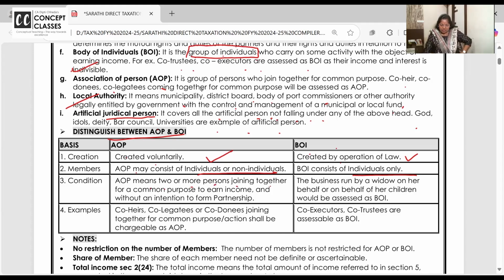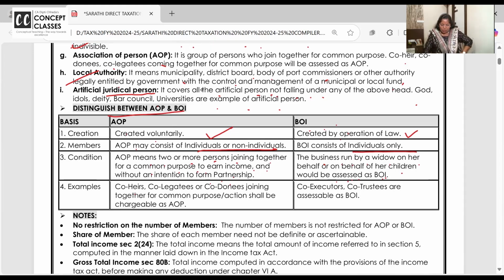AOP means two or more persons joining together for a common purpose of earning income, but there's no partnership. Here, a business run by a widow on behalf of the children would be assessed as a body of individuals. The business was in the name of the father, and there's no will that after the father it will go to the wife or children. So all of them as a group will run the business: body of individuals. Examples are co-heirs, co-legatees. It is a little theory, they sometimes ask. What is very important, I'll make you recite it as a poem: co-heirs, co-legatees, co-donees, here also co-executors, trustees and all.